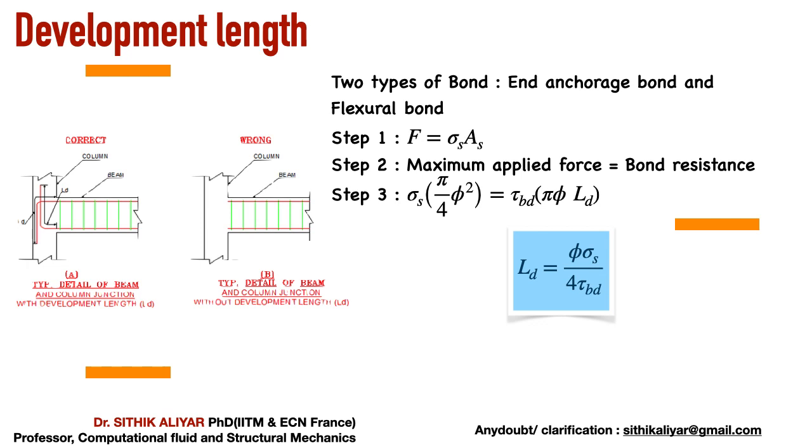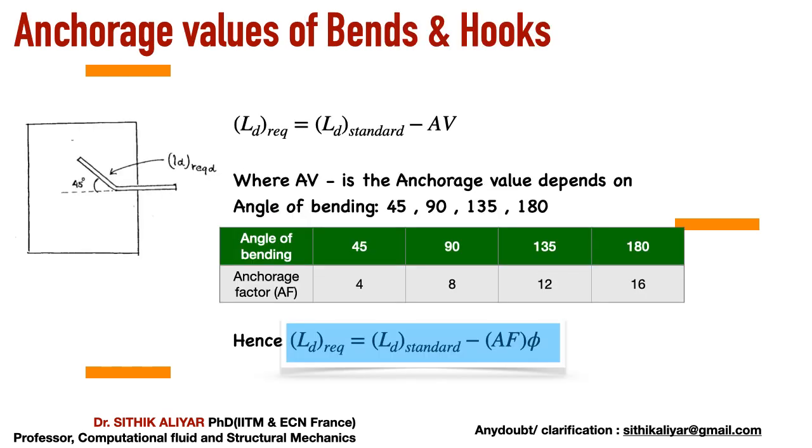Okay, so this tau BD will change based on your type of steel, whether you are using MS steel bar, Fe 415, or whether the bar is under tension or compression, like I mentioned in the previous slide. Okay, so anchorage values, the third one mark possible here is, so you cannot directly use the LD value that you are calculating from the previous slide, you cannot use that.